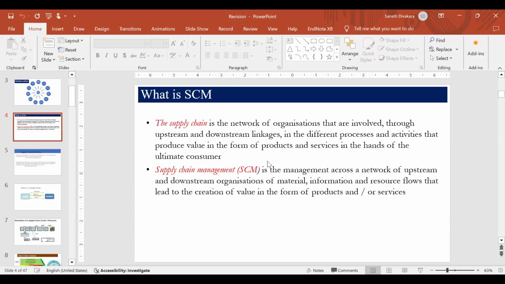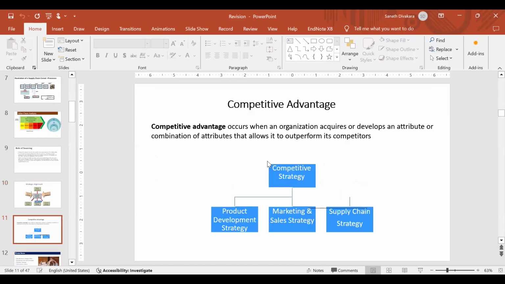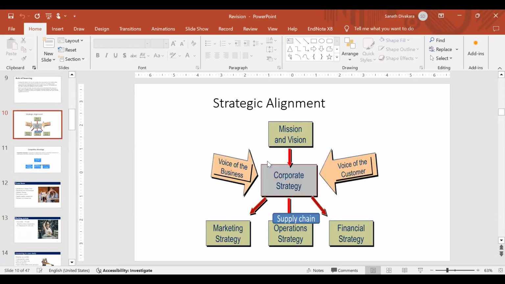Whatever you learned, whatever you went through during the period, these are the areas, right? No other areas: introduction, supply chain, purchasing tools and techniques, strategic sourcing, information system, quality management, and strategic cost management. So these areas will be covered in this examination, right?